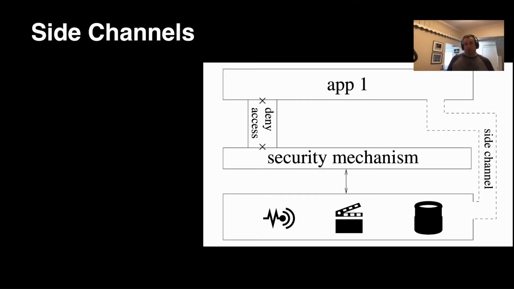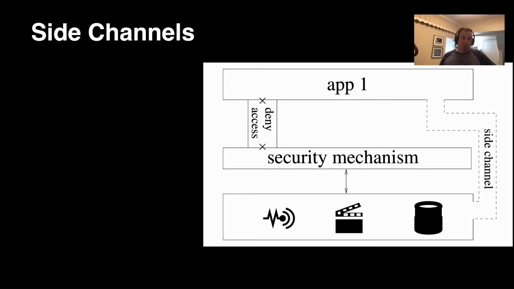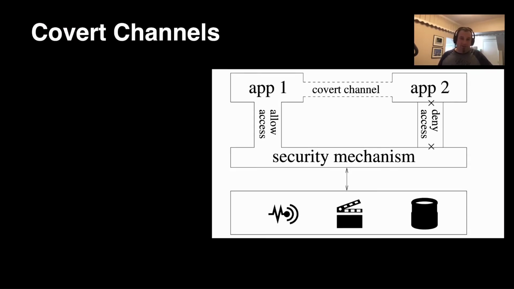So specifically, we want to look at side channels. A side channel is where you have, say, an app that tries to access data that might be protected by a security mechanism, such as the Android permission system. The issue is if there's a way around that security mechanism, such as getting access to the same data that's stored in a different place that's not protected by the permission system, that's known as a side channel. A covert channel is a similar thing where you have an access control mechanism and you have one app that has permission to access the protected resource, and then you have another app that doesn't.